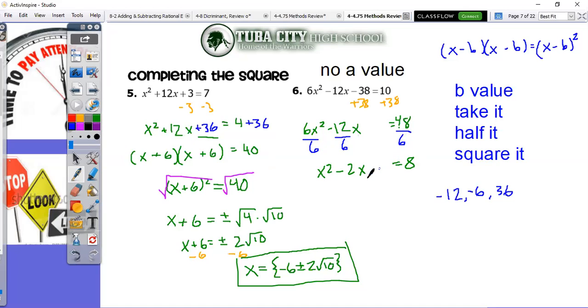Now I need to drop something in here to make it work out better. So we grab our b value, so take it, half it, negative 1 times negative 1, square it, you get positive 1. So plus 1 here, plus 1 there.